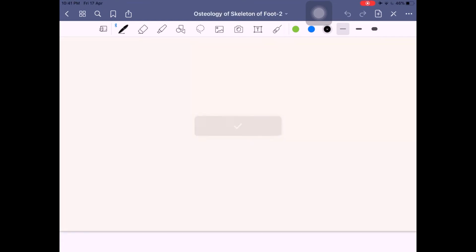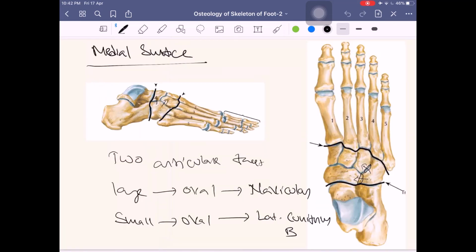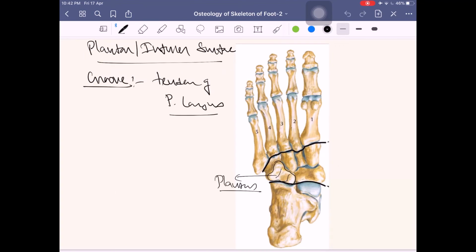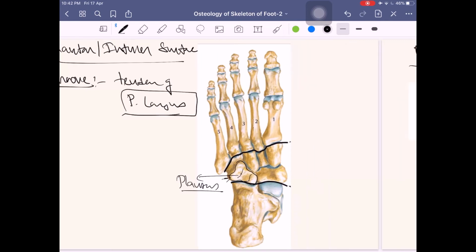Okay, so that's about your medial surface. Now next is the lateral surface. The lateral surface is again small, and here also you have a groove. Now this is the groove made again by the peroneus longus. So peroneus longus is not only going to the inferior surface, but before it reaches the inferior plantar surface, it has to cross the lateral surface. So thereby, lateral surface.